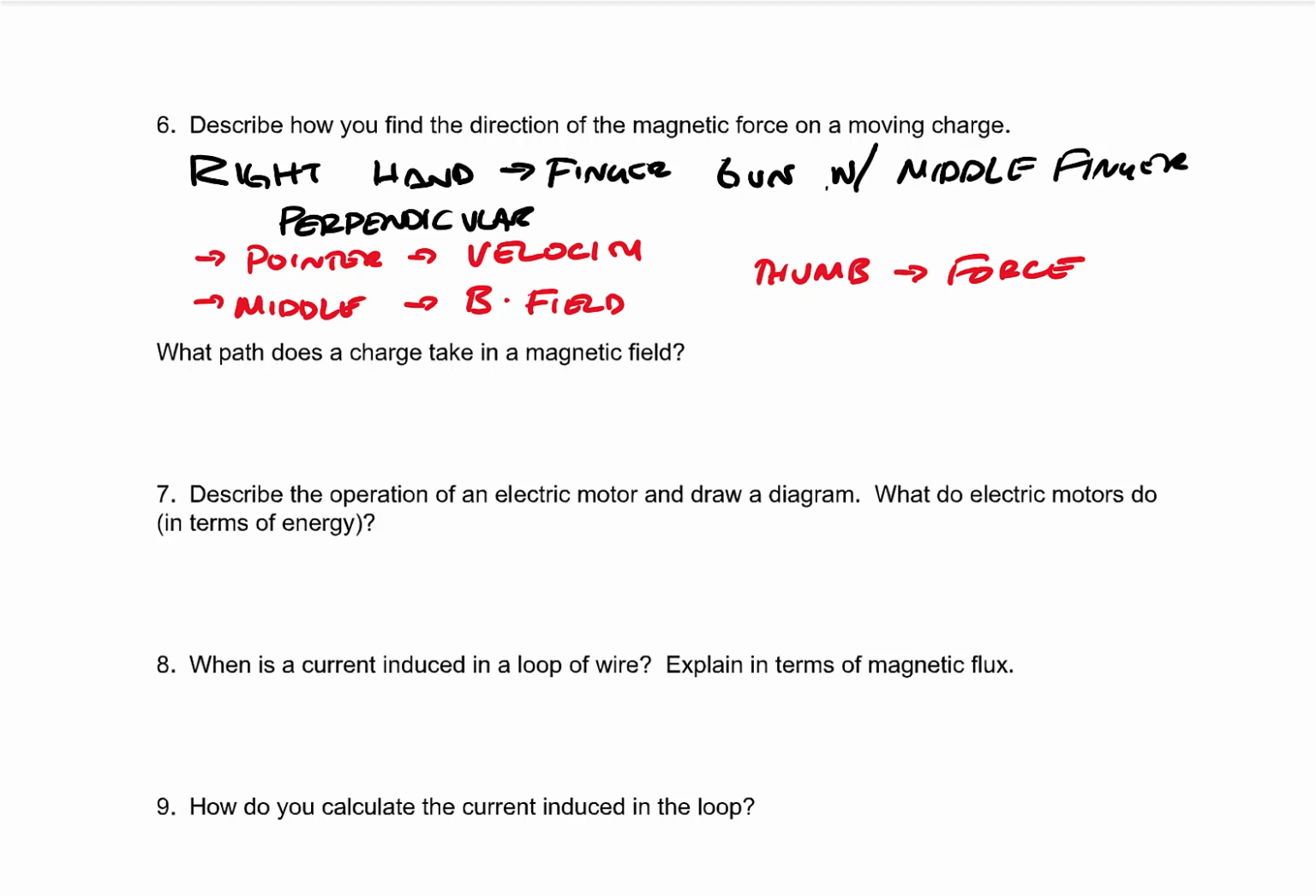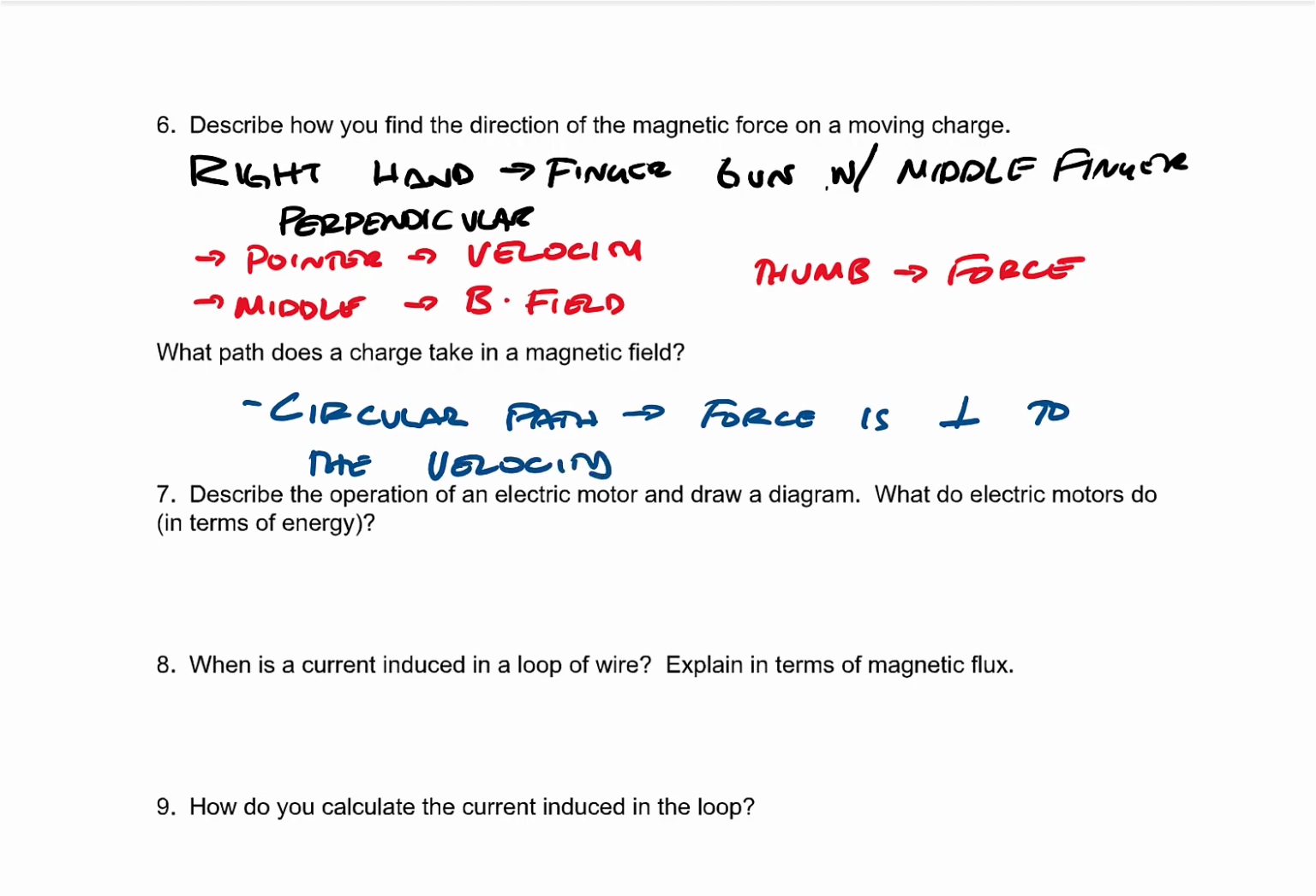What path does a charge take in a magnetic field? It takes a circular path. The force is perpendicular to the velocity. So the magnetic force is a centripetal force.